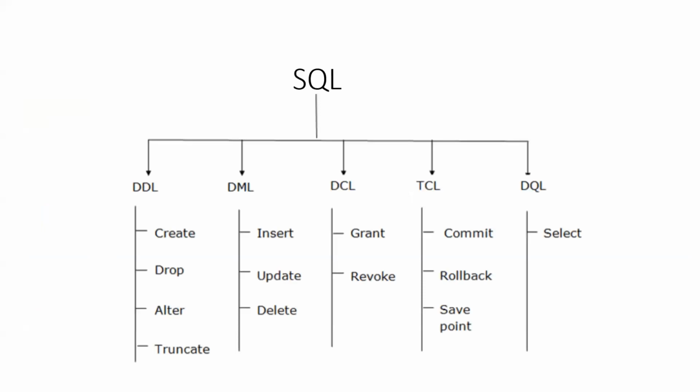Structured Query Language commands can be segregated into five types. The first one is DDL. DDL represents everything about table creation and structural changes. Inside DDL we have the create statement, drop statement, alter, and truncate. As per the naming convention, create means creating the table, and drop means dropping the table, that means deleting the table.